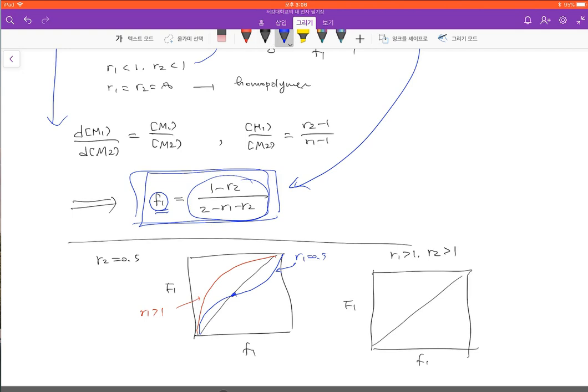In another case, if both R1 and R2 are larger than 1, then the resulting graph would look like this. Basically, it tends to be a block copolymer. But in reality, it's not really a common case. All right, so let's wrap it up here.